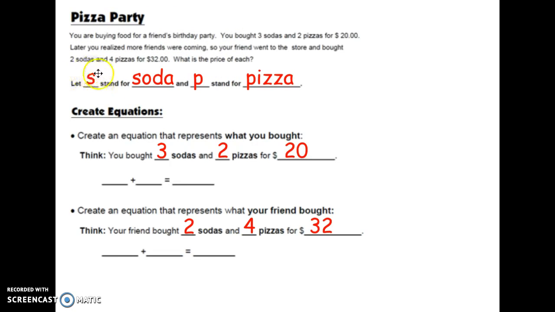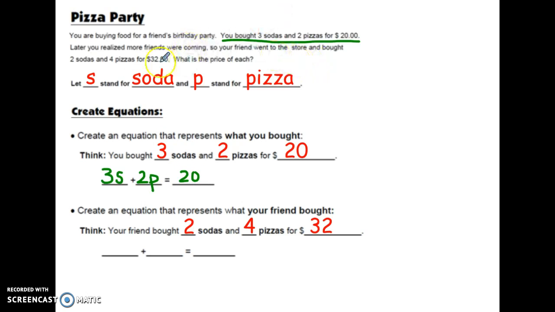Be careful using S for soda. You want to make sure when you write down an S it doesn't look like the number 5. P is pretty straightforward for pizza. And again, you're going to take each sentence of the problem one by one. So this is our first sentence. We need to convert that sentence into math, symbols, letters, and numbers. So there's our 3 sodas plus our 2 pizzas, giving us our price of 20 bucks.